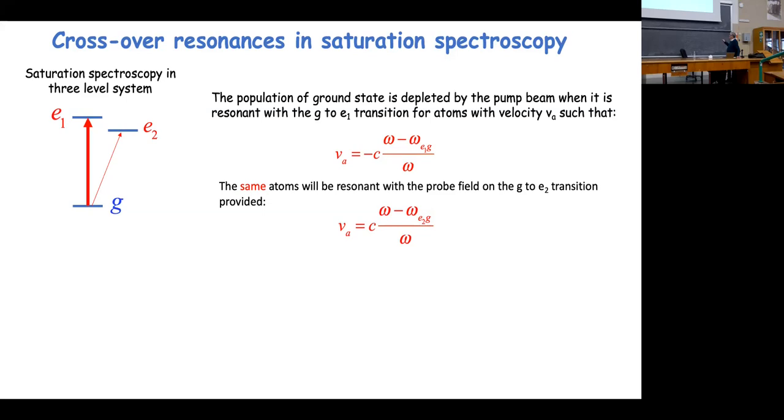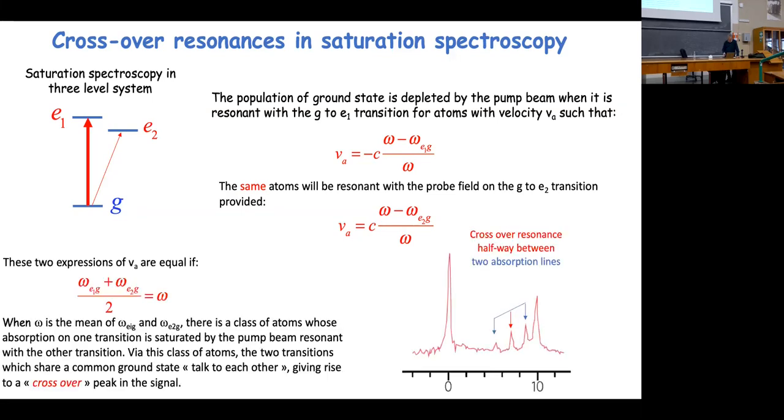And when you equalize these 2 expressions, what you find is that for this velocity, when omega is the average of omega G1 and omega G2, just for the frequency which is at the midpoint between these 2, the pump and the probe interact with the same class of atoms, on one transition for one and the other transition for the other. So they speak to each other through this same class of atoms, and you get an extra signal due to that.